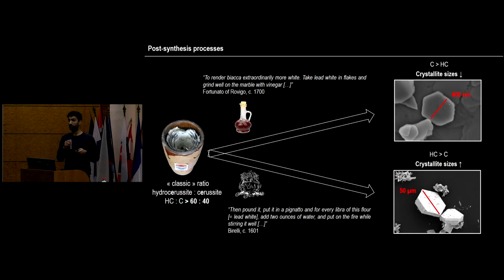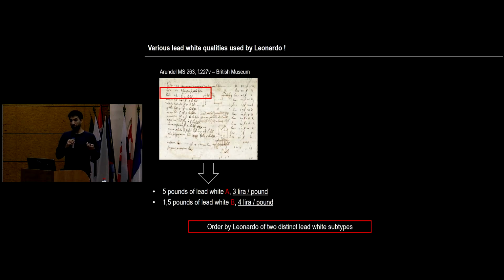On the opposite, another historical process that we know of consisted in washing the pigment in aqueous environment. And in this case, we have the opposite effect, meaning that the amount of hydrocerussite will go up and the size of crystallite will increase. So basically, in the case of Leonardo, we were lucky to find some indication that indeed he used different subtypes of lead white. We know from a manuscript that he paid a certain amount of money for one lead white and an amount which was greater for another lead white. So most definitely, he used different grades of lead white.